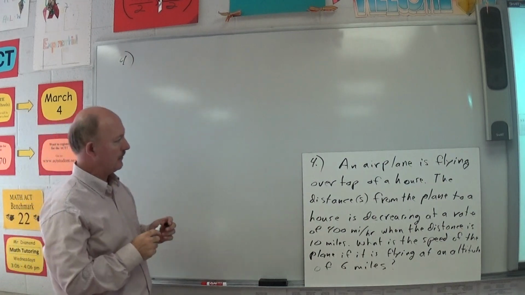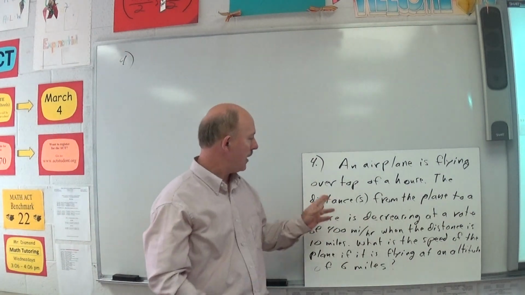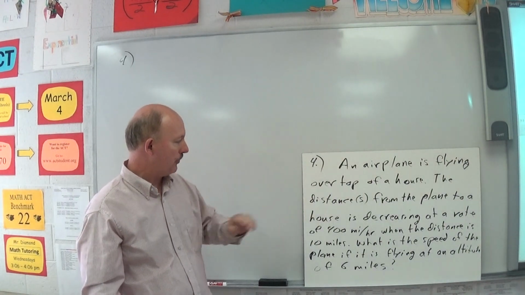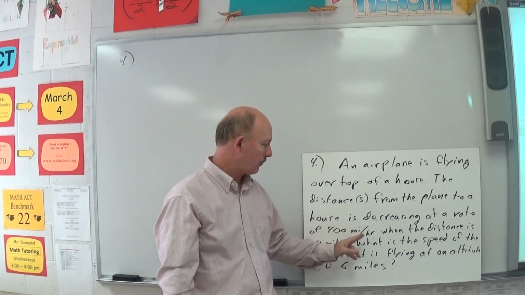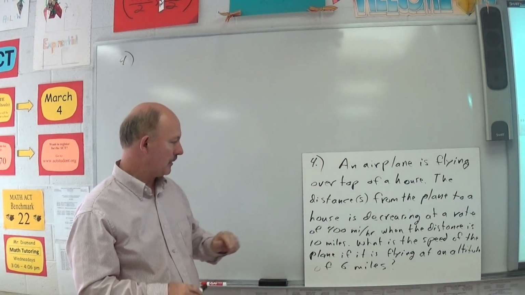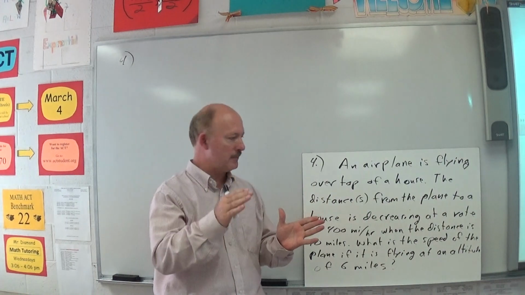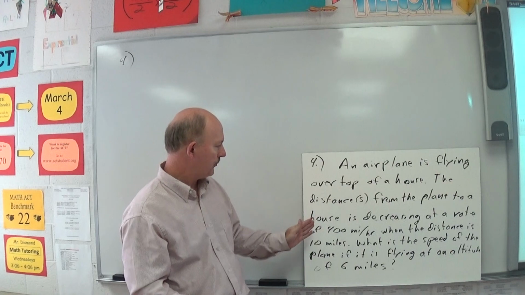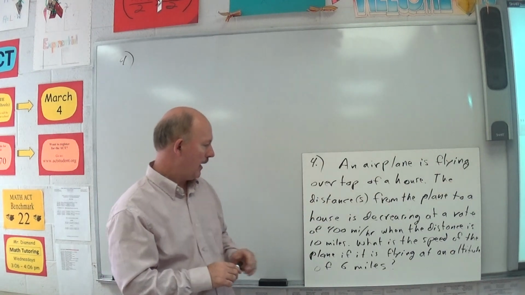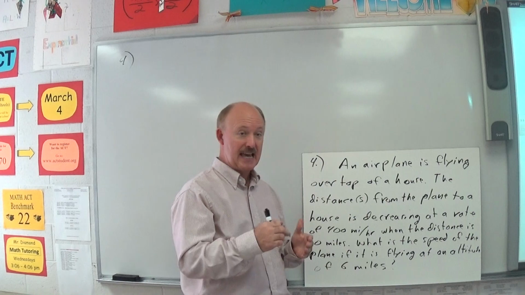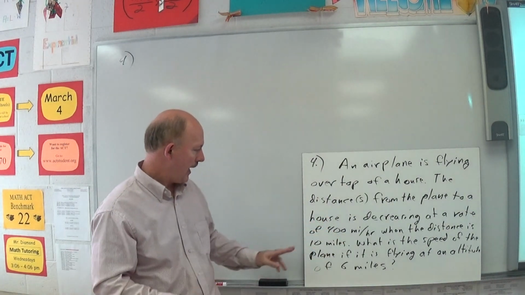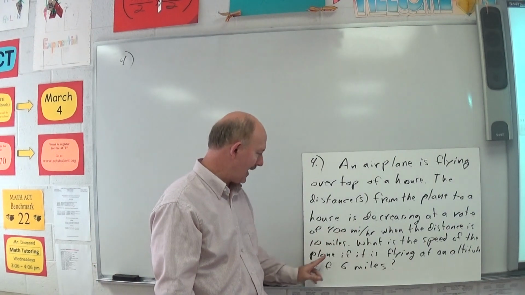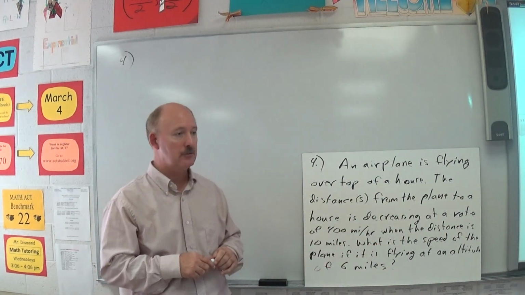Okay, this is what this problem is asking us to find. Now it says an airplane is flying over top of the house, right? The distance s from the plane to the house is decreasing at a rate of 400 miles per hour, when the distance is 10 miles. So it'd be negative because it's decreasing, right? At a rate of 400 miles per hour when the distance is 10 miles. Okay, what is the speed of the plane if it is flying at an altitude of 6 miles?